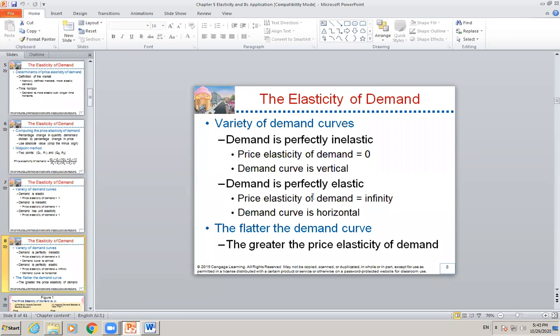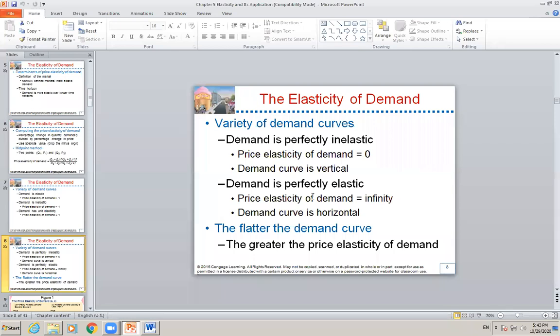The variety of the demand curves: demand is perfectly inelastic, demand is perfectly elastic. Price elasticity of demand is equal to 0 when the demand curve is vertical. It's perfectly inelastic. Demand is perfectly elastic, which means the price elasticity of demand is infinity, and the demand curve is horizontal. So the flatter the demand curve, the greater the price elasticity of demand. This is a thing that you need to keep in your mind.